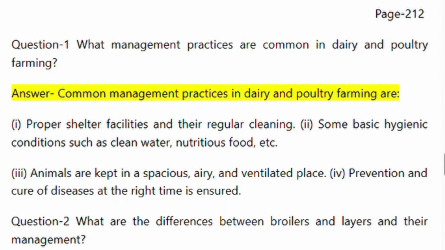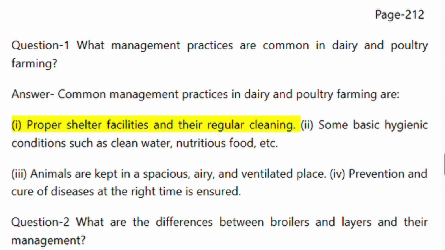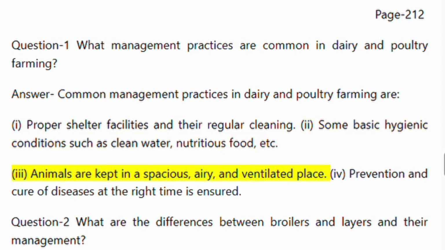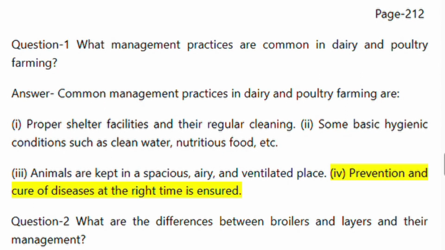Answer: Common management practices in dairy and poultry farming are: 1. Proper shelter facilities and their regular cleaning. 2. Some basic hygienic conditions such as clean water, nutritious food, etc. 3. Animals are kept in a spacious, airy, and ventilated place. 4. Prevention and cure of diseases at the right time is ensured.